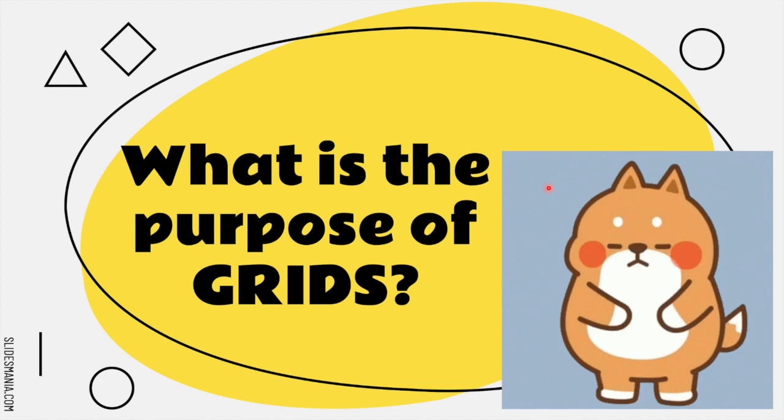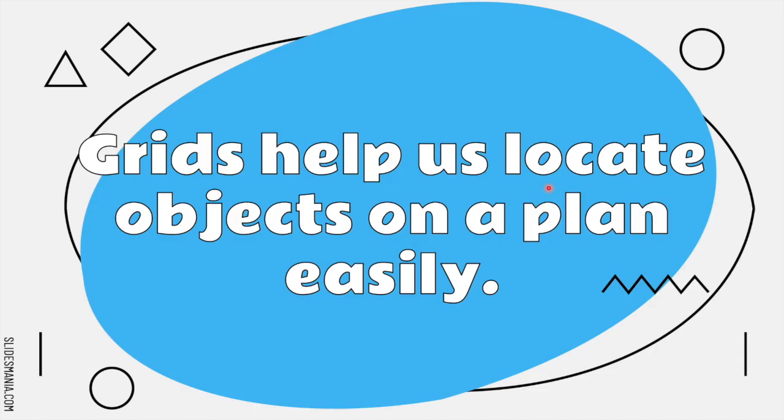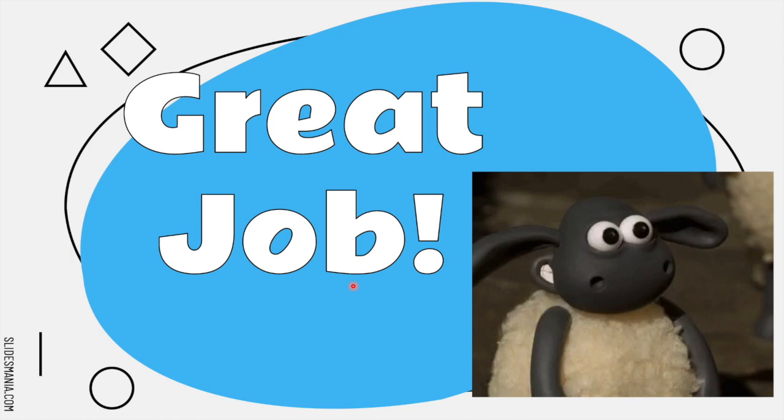Excellent. So now this other question. What is the purpose of grids? Or why do we use grids? Think for a minute. And let's go. Grids help us locate objects on a plan easily. That is why we use grids. It helps us to locate different objects easily or maybe faster on a plan. Great job. You did amazing.